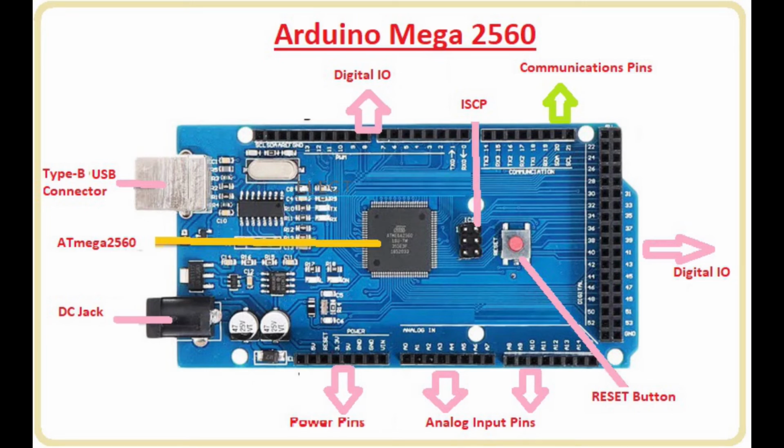Both boards contain everything needed to support the microcontroller. To upload a program onto the board, simply connect it to a computer with a USB cable. You can also power it from your computer via USB cable. If you want to access any other Arduino board, you can use its datasheet.